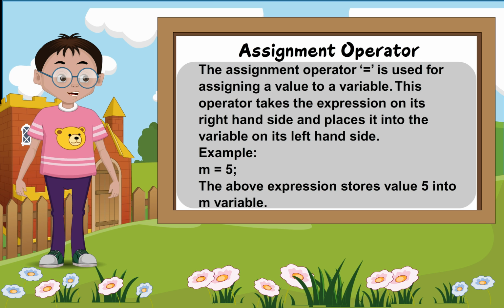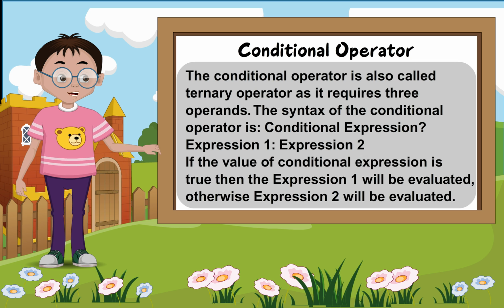Assignment operator. The assignment operator equals is used for assigning a value to a variable. This operator takes the expression on its right hand side and places it into the variable on its left hand side. Example: m equals 5. The above expression stores value 5 into the m variable.